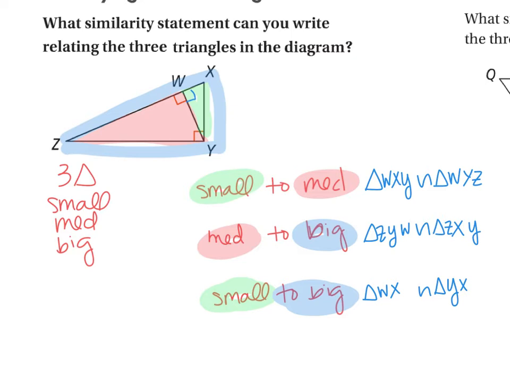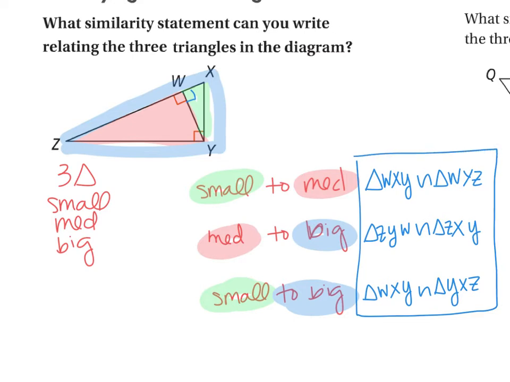And then the skinny angle on the little triangle is Y, and the skinny angle on the big triangle is Z. Okay, so these are what you're going to look for in your answers. I know I wrote a bunch of extra stuff. That's just to kind of help you. But that is what they're looking for whenever they ask for the 3 similarity statements.